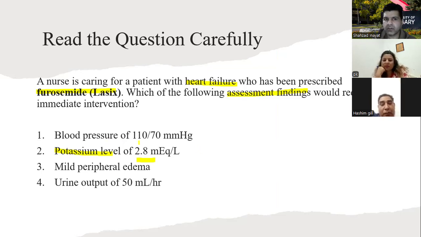You can see the rest of the options. Blood pressure 110 by 70 is normal; we don't need to do anything with this. Mild peripheral edema is something we can expect, because it's heart failure and this is a normal thing. And urine output of 50 ml per hour is absolutely normal. So this is how you need to approach the question: read the question carefully, try to understand the keywords, highlight those keywords, and then try to find the right option.